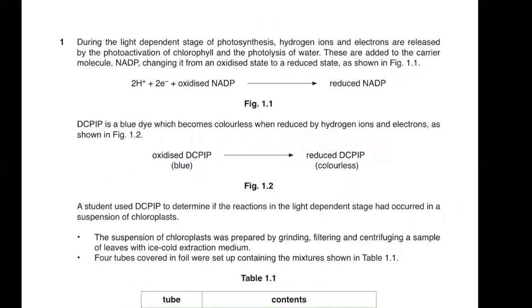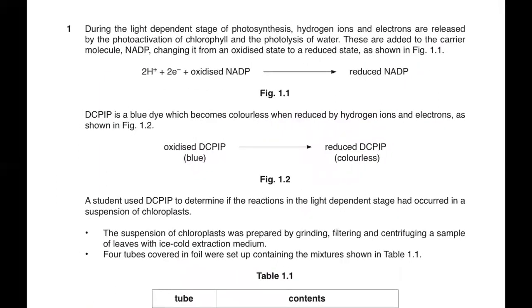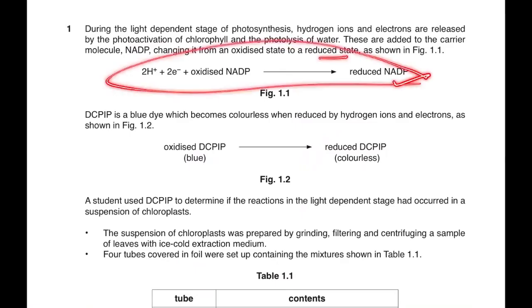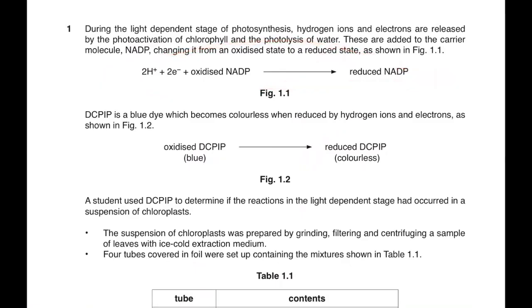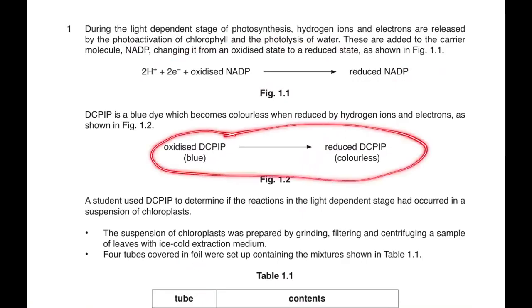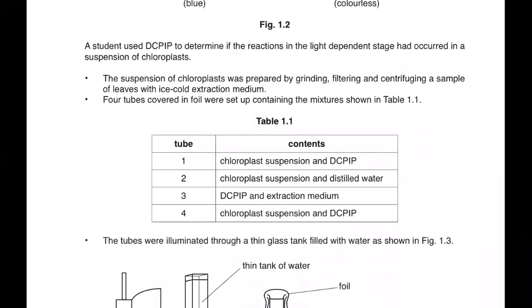First of all, they have given you all the description regarding the theoretical concept that you need to recall. During the light-dependent stage of photosynthesis, hydrogen ions and electrons are released from photoactivation of chlorophyll and the photolysis of water. These are added to the carrier molecule NADP, changing it from the oxidized state to the reduced state. We have studied this in photosynthesis. You should be very familiar with this reaction. DCPIP is a blue dye which becomes colorless when reduced by hydrogen ions and electrons. As shown, this is the Hill reaction that you must have studied in the photosynthesis chapter as well.